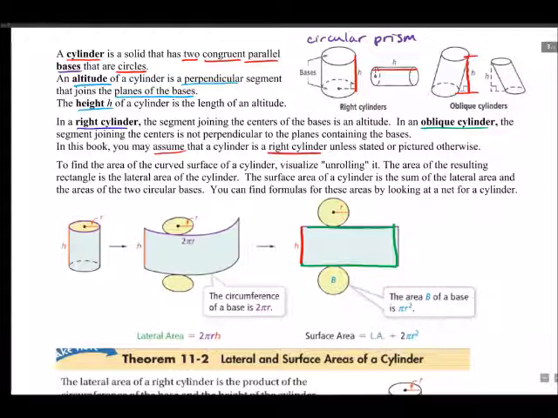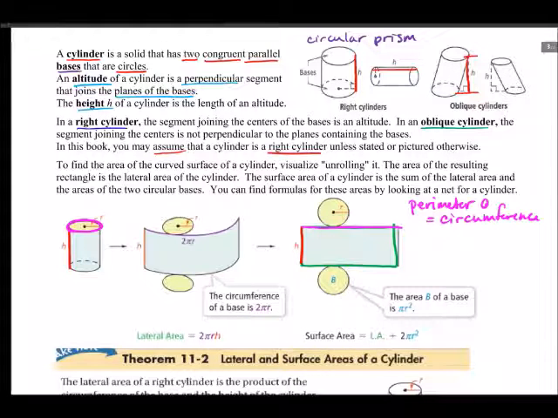This is the height of the prism, and where do you think that we're going to get our base here? From the same place we got it before. Well, where does that come from? It's the perimeter. What is the perimeter of a circle? That's right. It's your circumference. So this perimeter is going to equal the circumference.